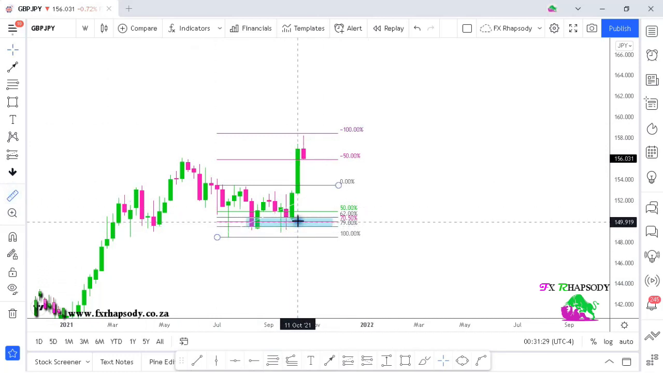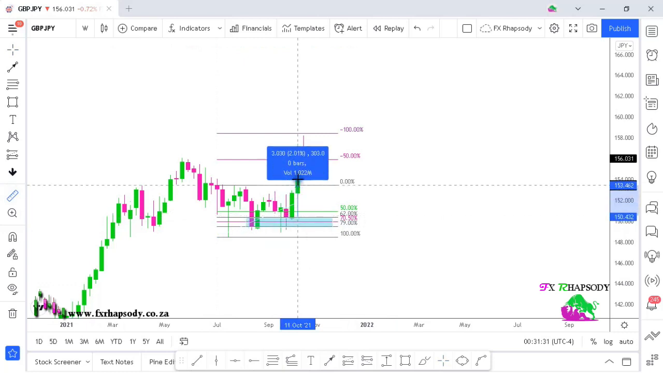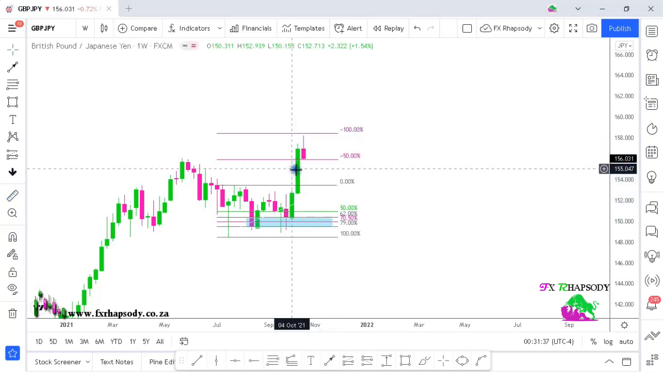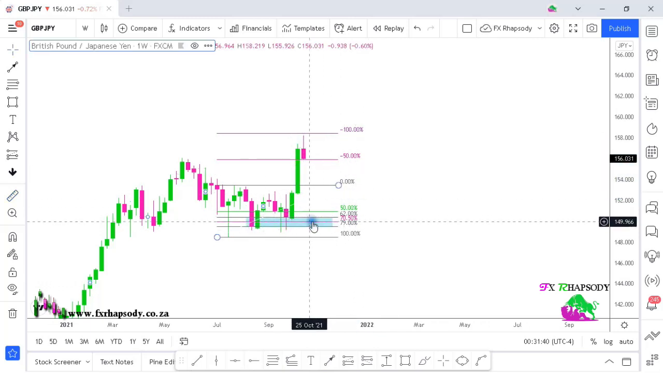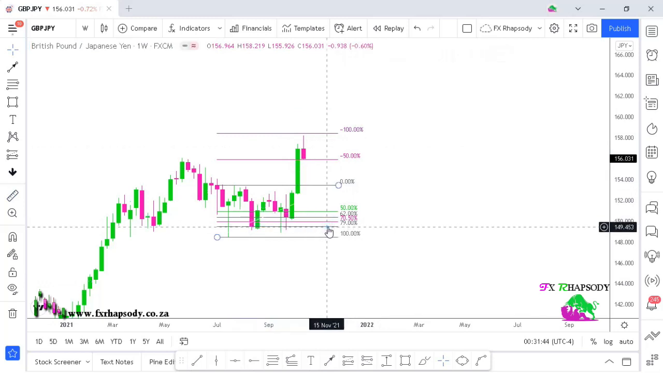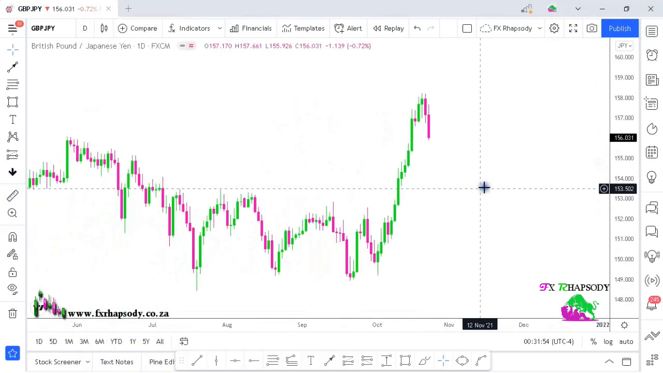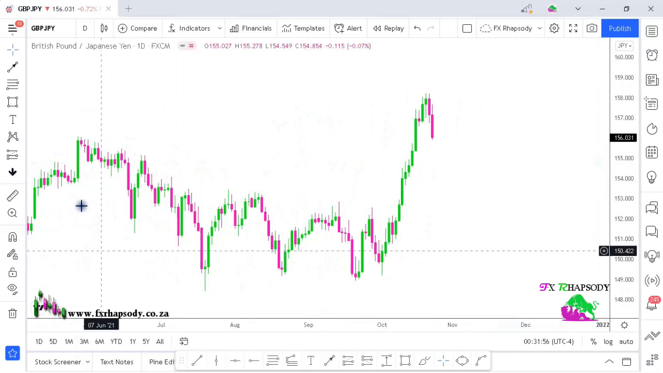So let's say you entered your trade here. I just wanted to look at this. Look at that. It would have been a nice 700 pips move for those swing traders. So what's next for this pair? To be honest, it's also not too sure what's going to happen, but I've got some analysis, so let's have a look.